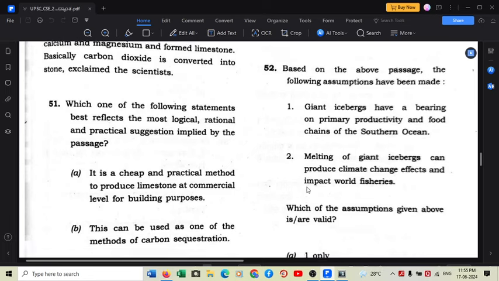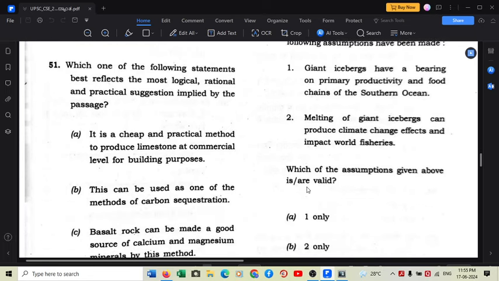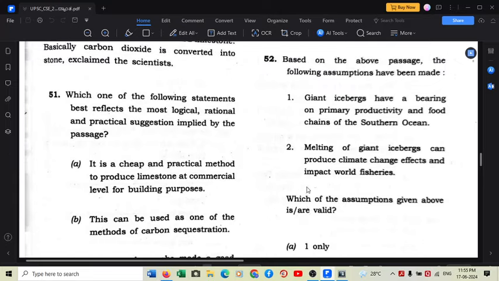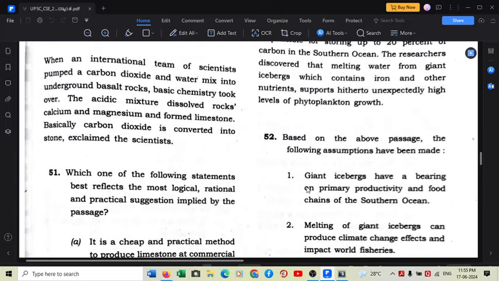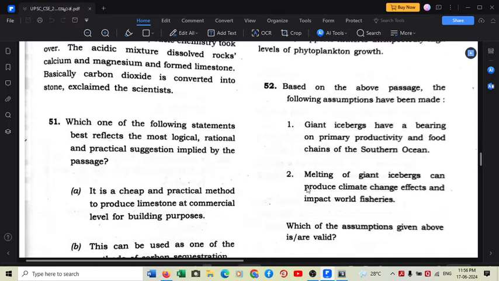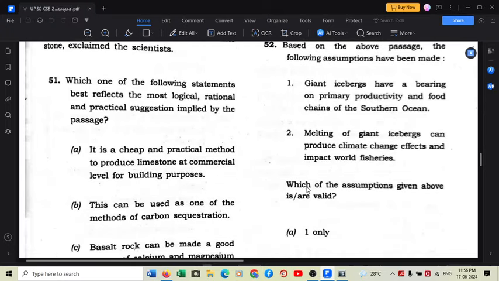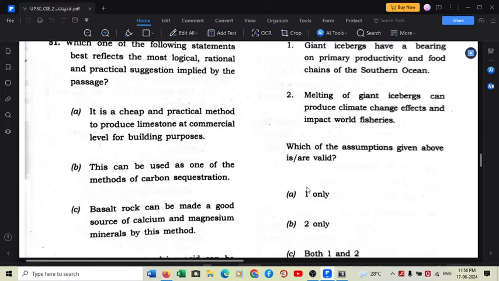Okay, let us see option B: this can be used as one of the methods of carbon sequestration. No, there is no reference to carbon sequestration. Definitely, the author is talking about a mixture of carbon dioxide and water resulting in the formation of limestone, but this is not a direct way of saying that this is a method of carbon sequestration.